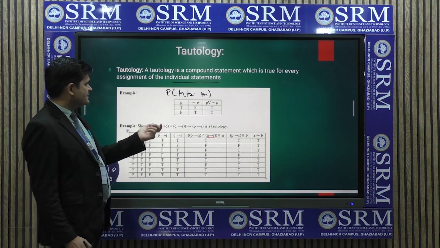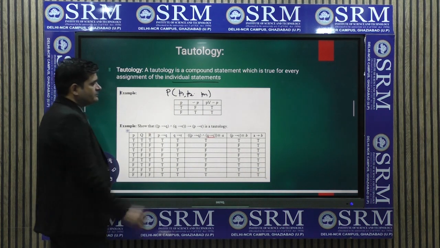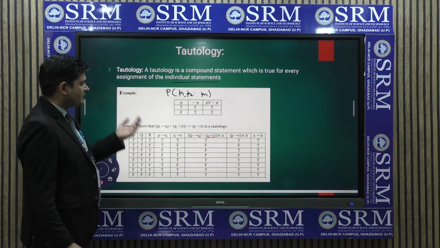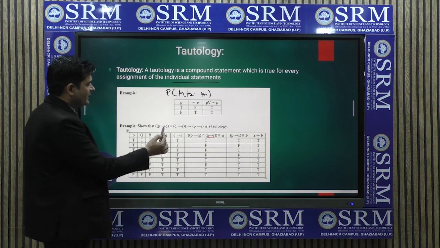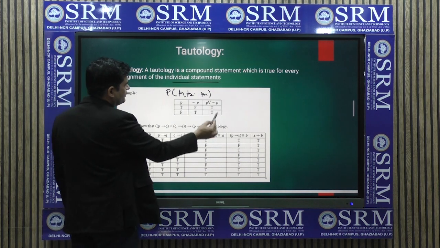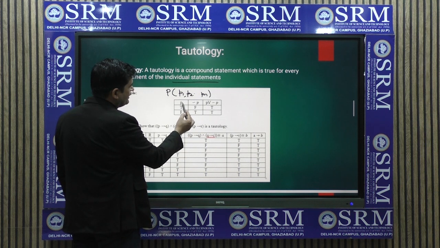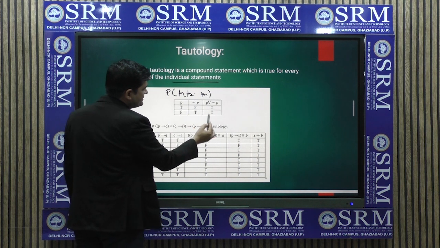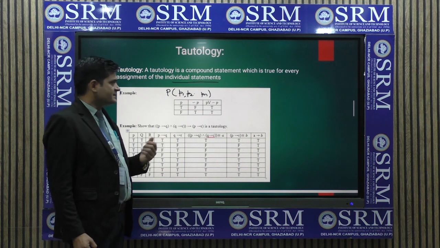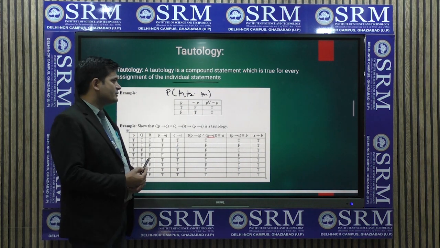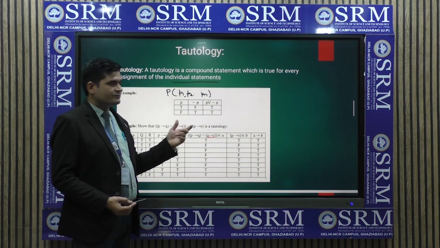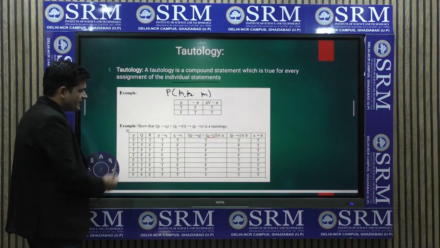So in this example, you will see that if P is a statement, then it has two values, either true or false, and its negation will have the opposite values, false and true. If you take the disjunction of these two propositions, P disjunction negation P, then for every assignment of truth values for P and negation P, it is true. That means it is a tautology. As I discussed in the previous slide, a disjunction is true in all cases except whenever both are false.